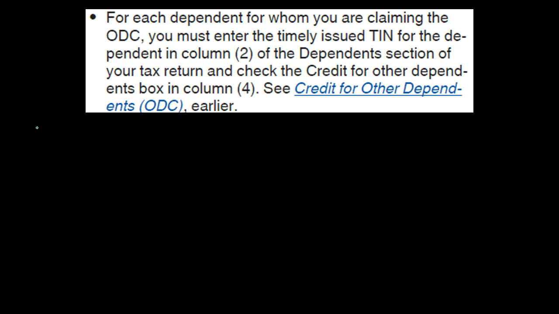You must enter the timely issued TIN, which is the tax identification number for the dependent in column 2 of the dependent section of your tax return, and check the credit for other dependent box in column 4. So we would basically be indicating the similar kind of information for who they are, now checking off that they're an other dependent rather than the child tax credit.